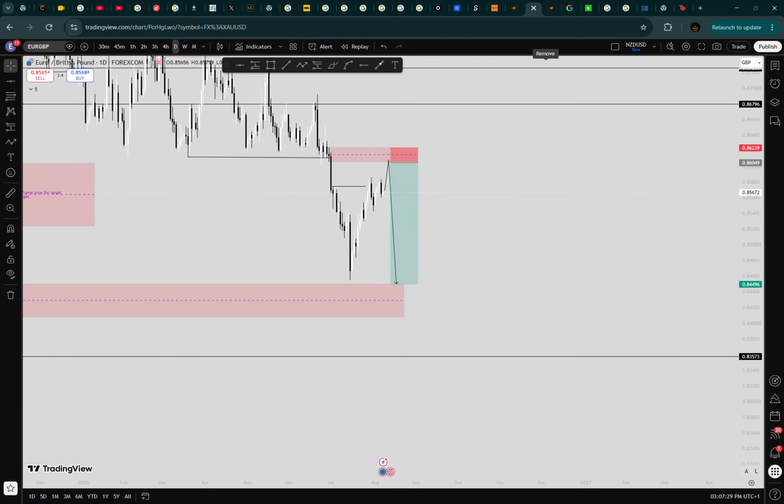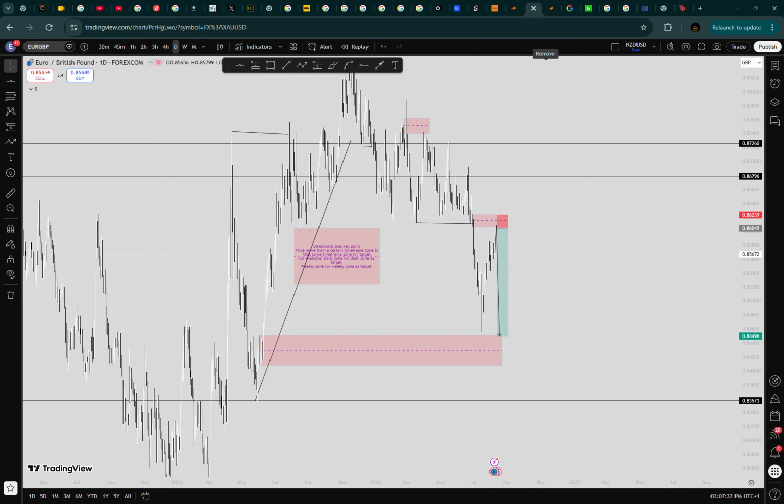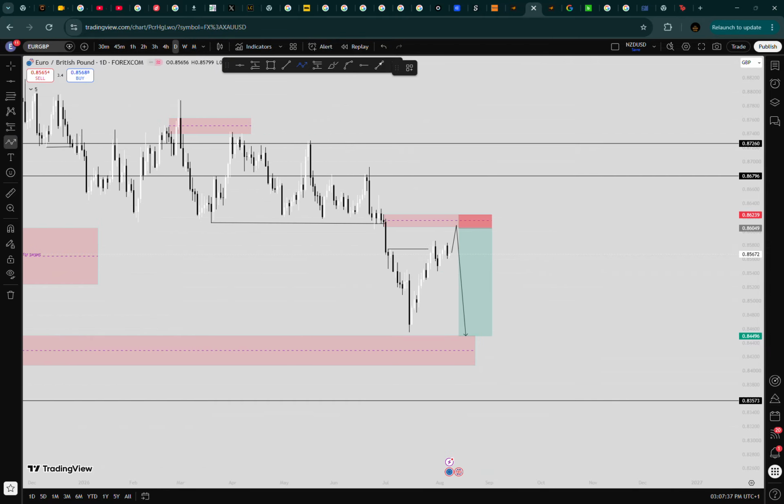Now, this zone will be expecting a what? A pullback. If price come all the way down here like this, let's use this as an example. If price come all the way down here, yeah, we'll be expecting a reversal concept from this zone.